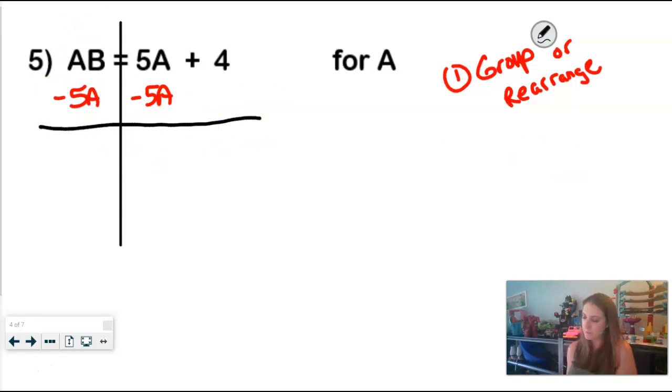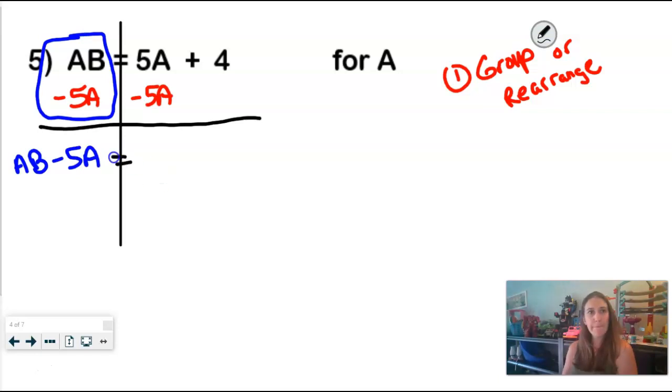Because you're trying to solve for a. Now on this left side, read it to yourself. ab minus 5a. Those aren't like terms. So then kids ask me, well, what do I write down? And I say exactly what you just told me. So ab minus 5a. These 5a's are gone, right? They canceled out. And then you have a plus 4. Don't write plus 4, just write 4.